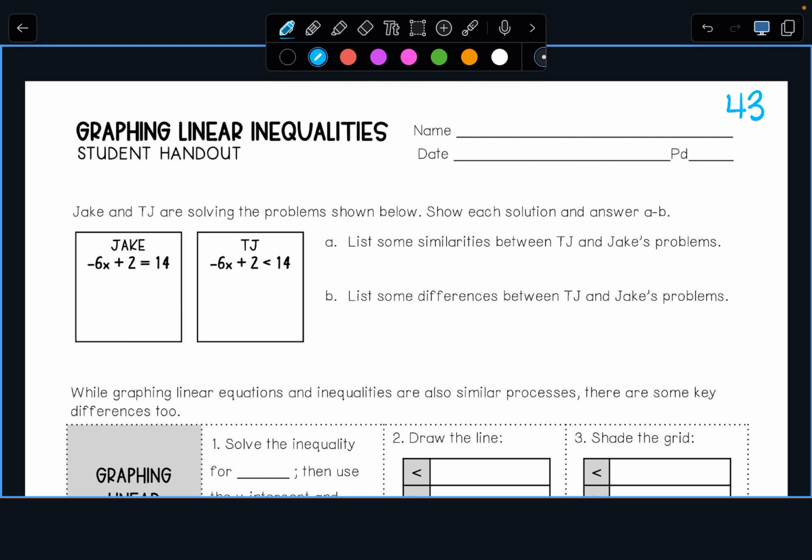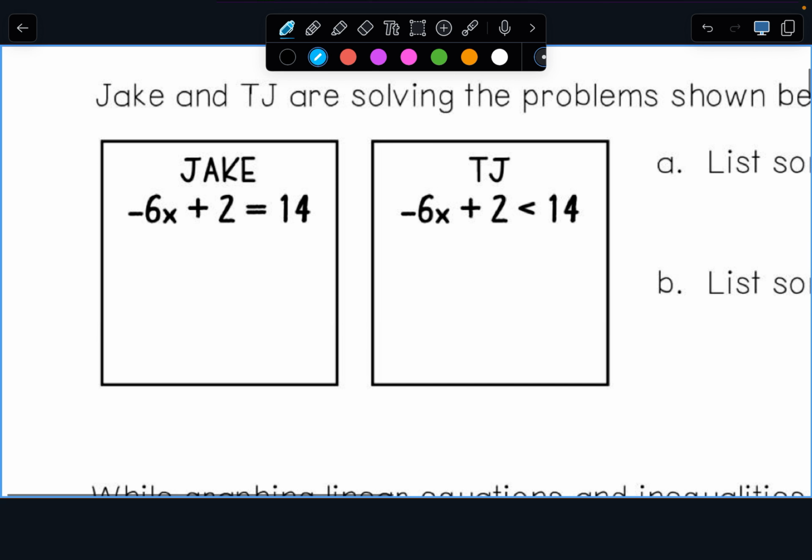Jake and TJ are solving the problem shown below. Show each solution and answer A through B. So, here we go. Let's look at Jake and TJ. What's the difference? It doesn't look different to me, but there is a difference. There's an equal sign and a less than. Correct. One has an equal sign, one does not. So, the first one is called a what? Because of the equal sign, it's an equation. The other one is an inequality.